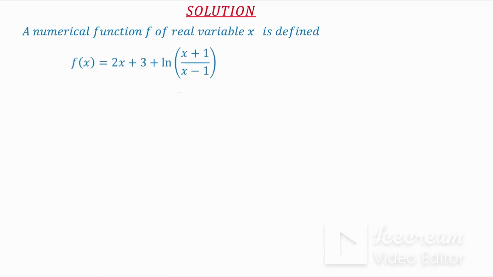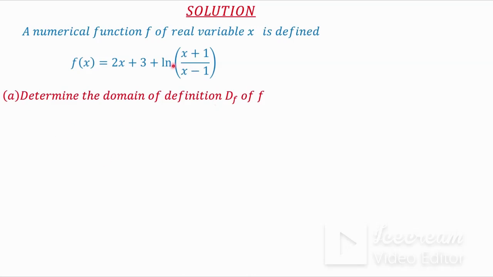Let's move into the solution of this question. We are given a numerical function f of real variable x, which is defined by f of x equals 2x plus 3 plus ln of (x plus 1) divided by (x minus 1). The question asks us to determine the domain of definition of f, that is Df, the domain of definition of our numerical function f.